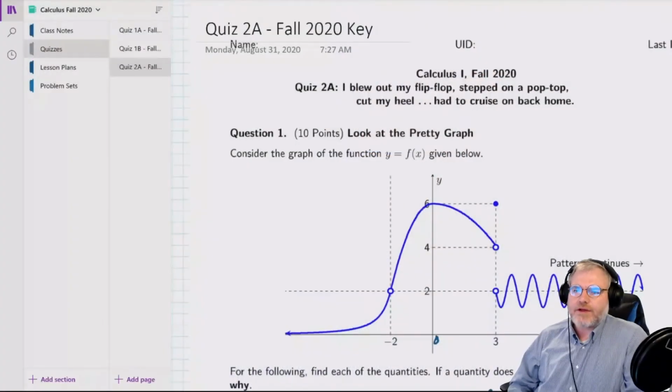Okay. So we're gonna start by talking about quiz 2A, which was the quiz for today. So let's get started.